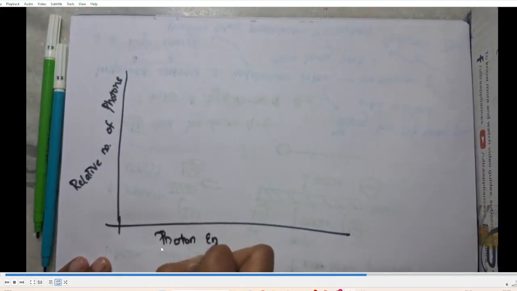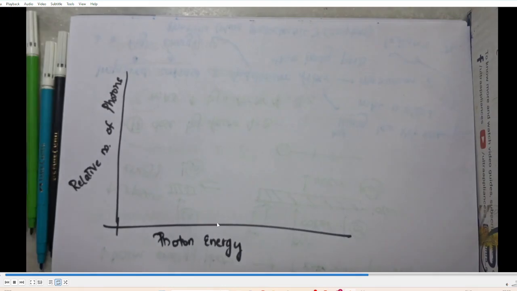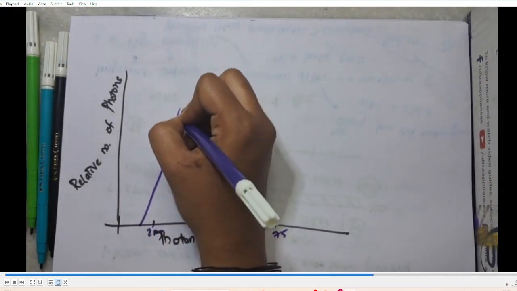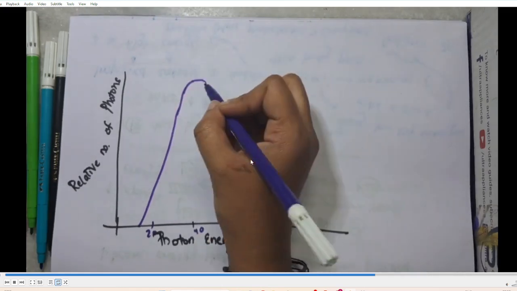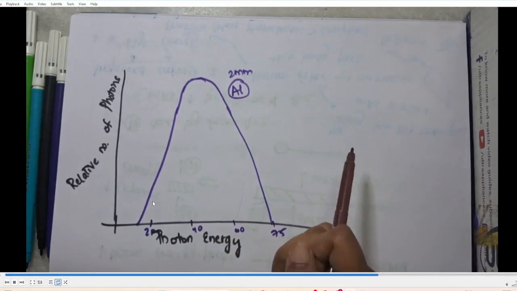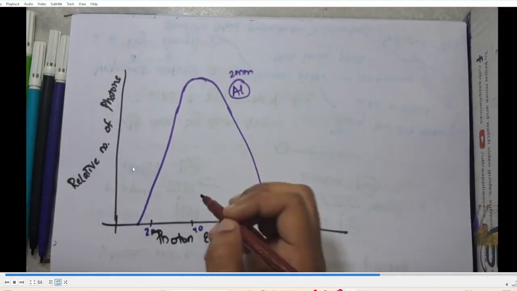Then if you see the diagram showing the relative number of photons with the photon energy. First, this is the photon energy. We will see both the normal aluminum filter and the gadolinium filter. So, this is the aluminum filter. This illustrates a 2 millimeter aluminum filter which transmits a broad range of Bremsstrahlung radiation.